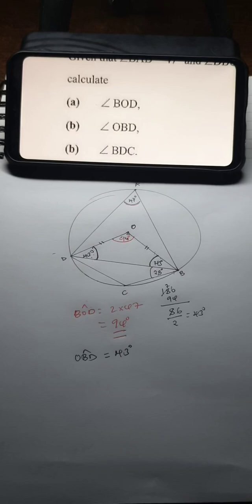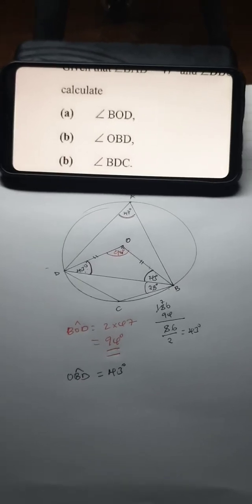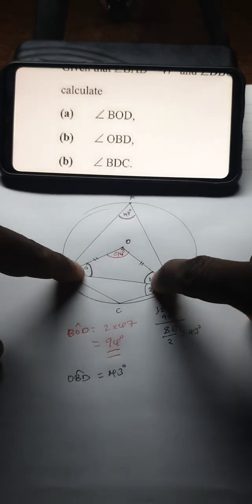Where is the 2 coming from? 2 angles are equal. 2 angles are equal.